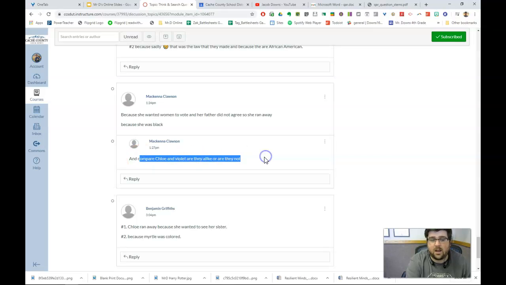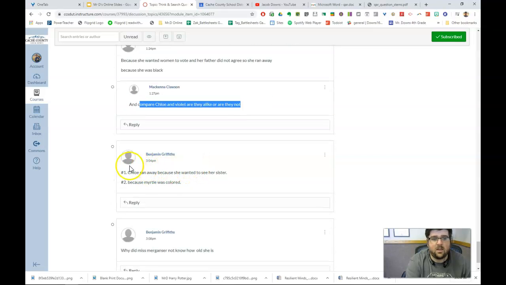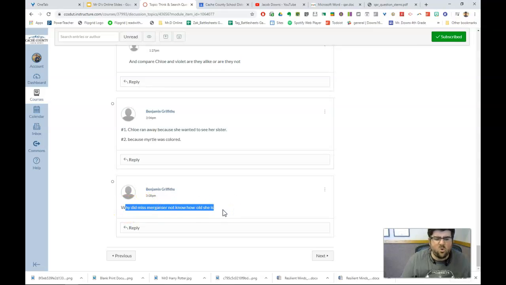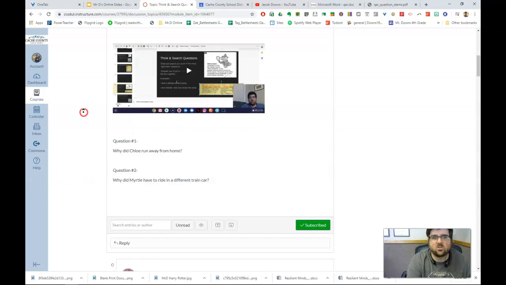Compare Violet and Chloe, whether they're alike or not. Excellent, McKenna. And then Ben, why did Mrs. McGanser not know how old she is? So overall, just a fantastic job with asking those think and search questions.